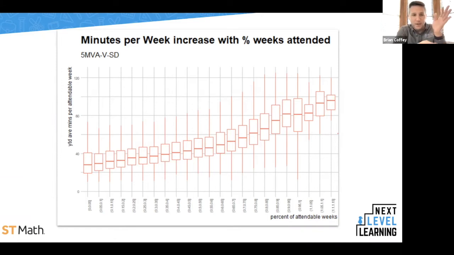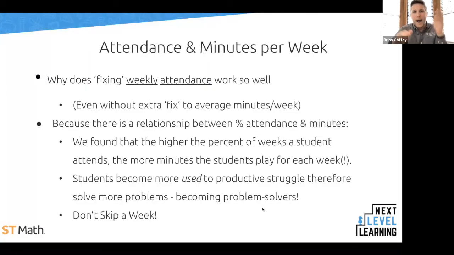So as you can see here on the left, it's describing the minutes per attendable weeks to the amount of weeks they attended. So they both correlate together. And every time they keep showing up on a regular basis, about 85% of the time, all of a sudden the time for the year increases substantially. Here's why attendance and minutes per week matters.